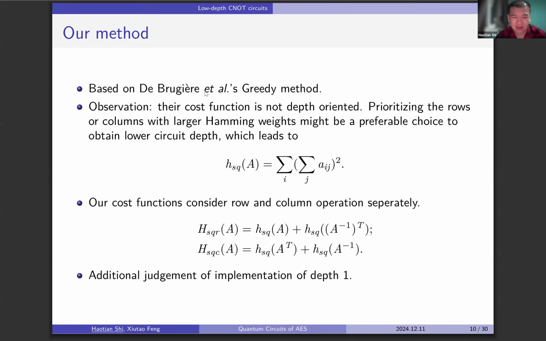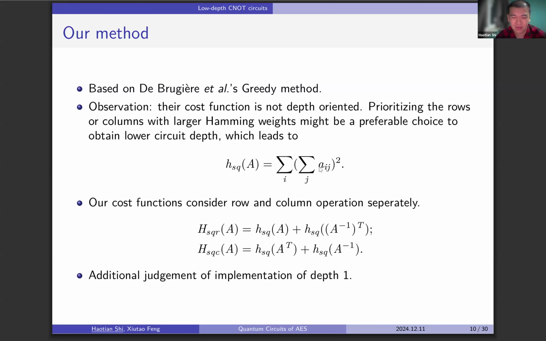Our method is based on Brugeri et al.'s greedy method and differs from it in some ways. We first observed that their choice of cost function is not depth-oriented. Though not strict, the larger a row's Hamming weight, the more potential gains need to be done on this row or column. As a result, prioritizing the row or columns with larger Hamming weights might be a preferable choice to obtain lower circuit depth, which leads to the following cost function.